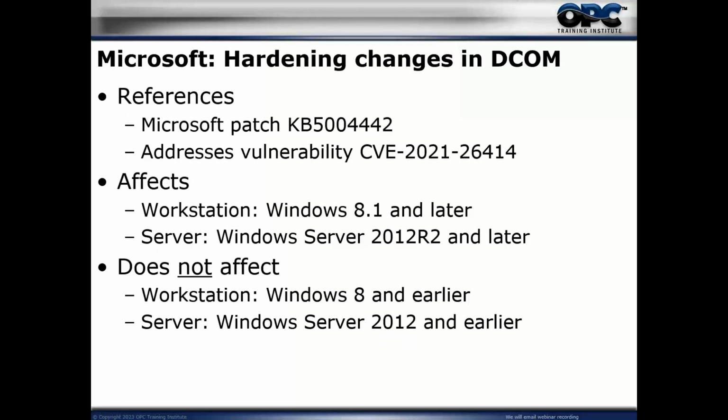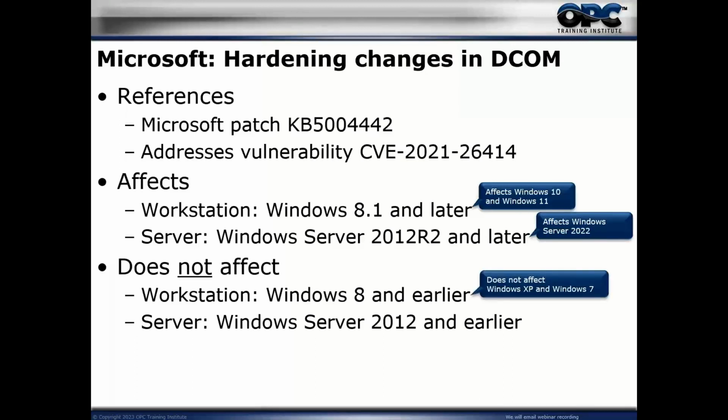Now, why is this important? Because this is affecting Windows 10, for example, and Windows 11, which are the two most common systems. And it also affects Windows 2016, Windows 2019, Windows 2022. So it affects all these systems. As well, it does not affect Windows XP and Windows 7. So those systems are not affected. Neither is Windows 2003. So none of these are actually affected.